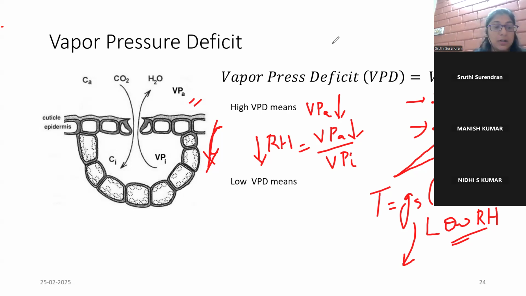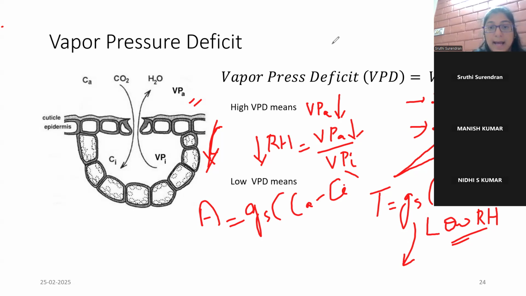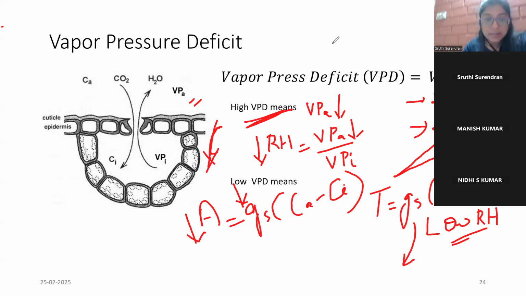The carbon dioxide will not enter. Now we know that A is equal to Gs into Ca minus Ci. So at high VPD, Gs is going to be low. This will result in the assimilation or photosynthetic rate also becoming low. So what will happen? Photosynthetic rate will decrease. So this is the process.